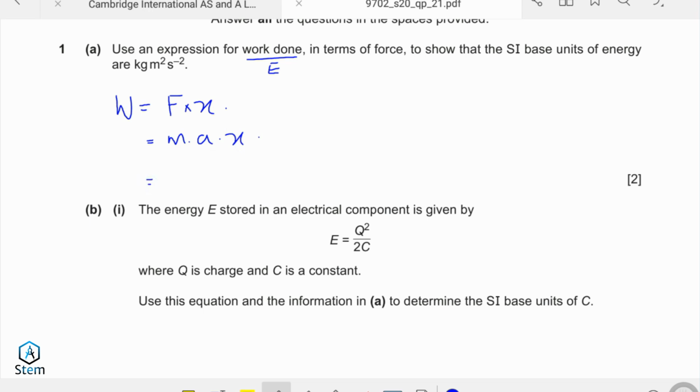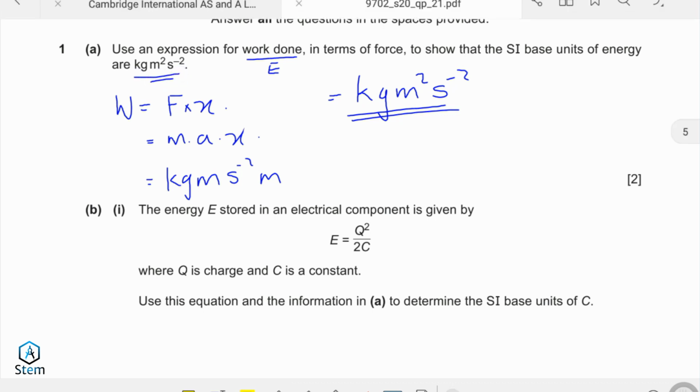Let's bring in the SI units. The SI base units for mass are kgs, for acceleration are meters per second squared, and for x, which is the distance or displacement, they are meters. If we bring this all together, we get kg meter squared per second squared. So we have shown what we have been asked to show.